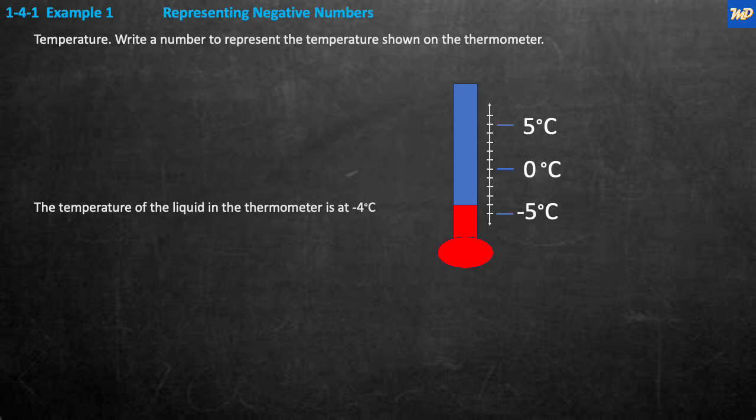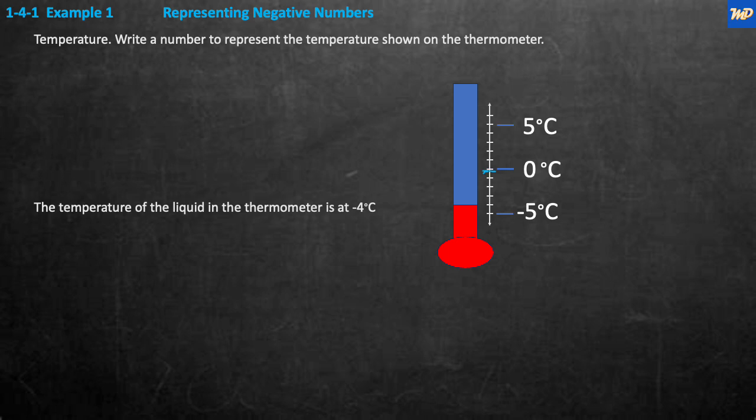Okay, example 1, representing negative numbers. Temperature. Write a temperature to represent the temperature shown on the thermometer. Well, let's look at this. So we see a negative 5, or the 5 way at the bottom, negative 5 degrees Celsius, 5 degrees Celsius towards the top. And then in the middle there, between the two, we have 0 degrees Celsius, that little tick mark. This tick mark right there is 0.